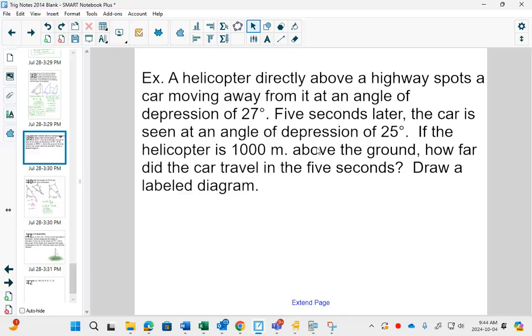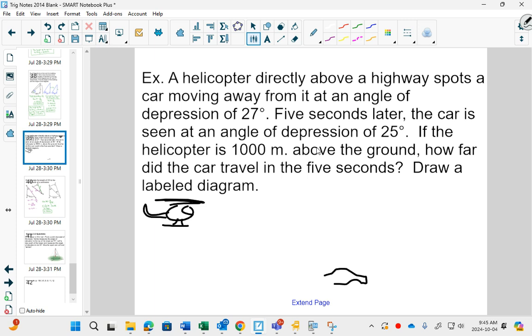A helicopter directly above a highway spots a car moving away from it at an angle of depression of 27 degrees. So again, we imagine our helicopter. There we go. Not bad. There's our helicopter. We're imagining looking from the side, and initially, there's our car. And then that car drives forward.